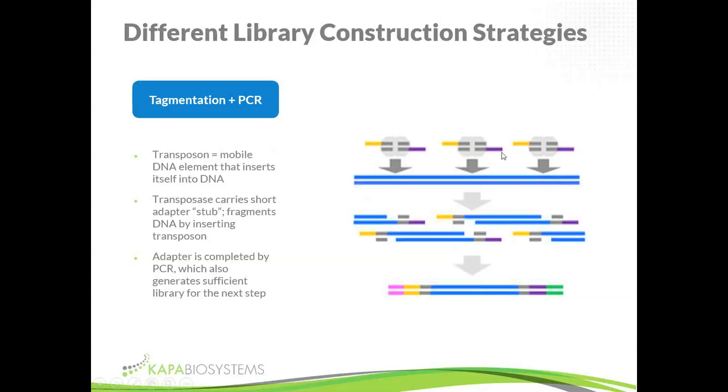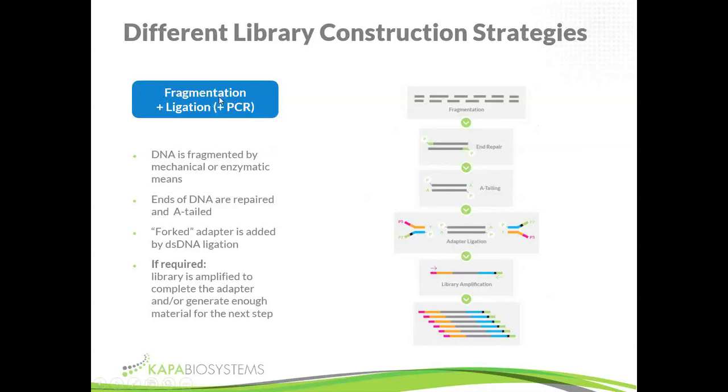The third way of doing library construction is by a combination of fragmentation and ligation. And then PCR may or may not be needed. The fragmentation can be done through mechanical means. All of you have heard about a Kapa instrument. That is an instrument that uses sound and mechanical shearing to fragment DNA very randomly into short pieces, and the fragment length can be controlled through the intensity settings and different settings on the Kapa instrument.